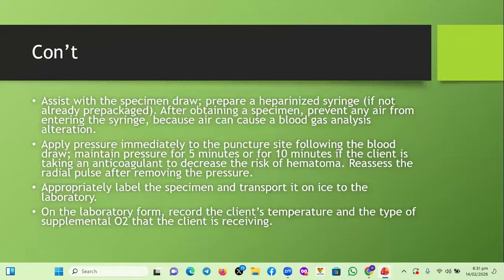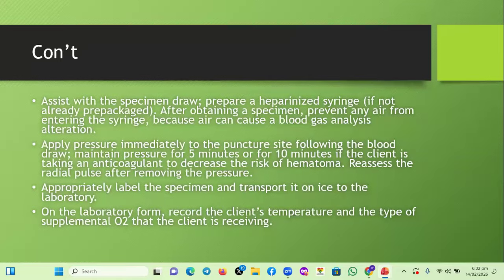When you do your Allen test and the result is positive, it means that in a case where you take the sample and the radial artery gets damaged, you can depend on the ulnar artery, which will then supply the hands, or the extremity, with blood.